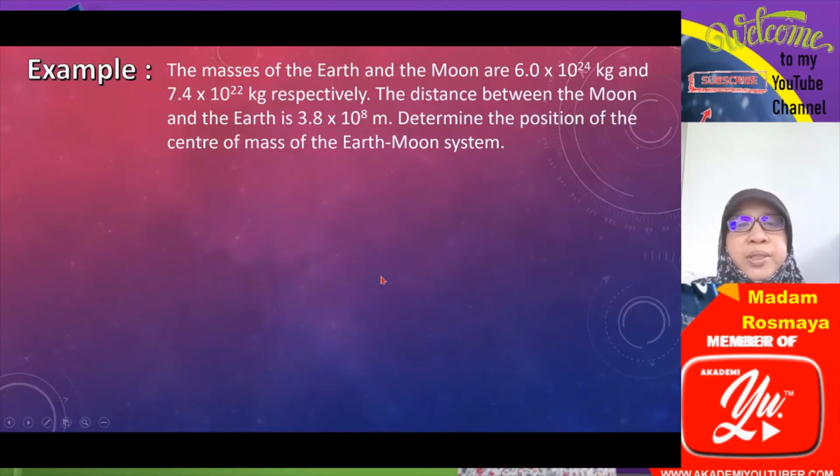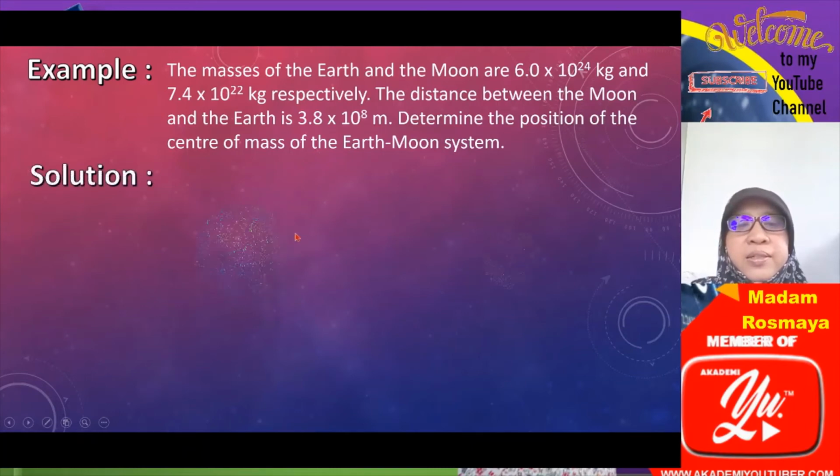Okay, so we try this question. The masses of the Earth and the Moon are 6.0 times 10 to the power of 24 kilogram and 7.4 times 10 to the power of 22 kilogram respectively. The distance between the Moon and the Earth is 3.8 times 10 to the power of 8 meter. Determine the position of the center of mass of the Earth-Moon system.